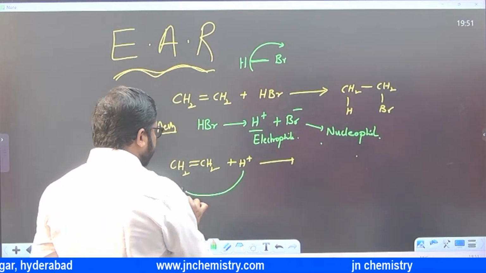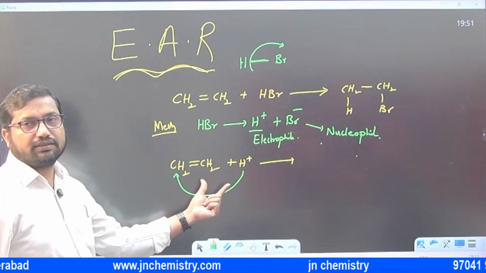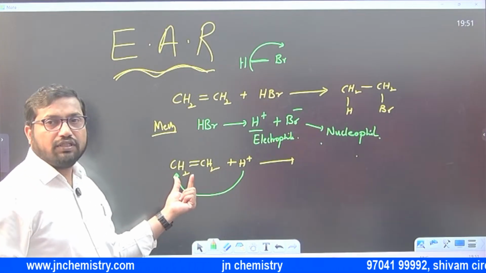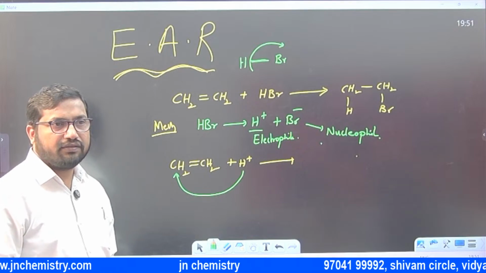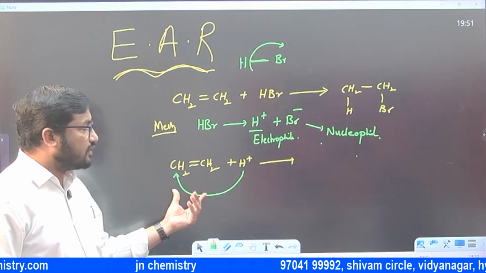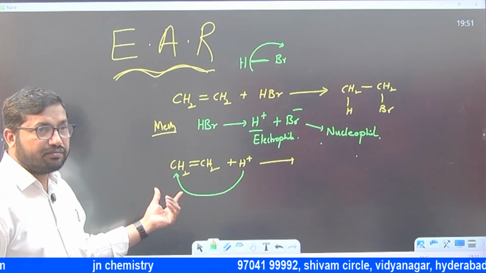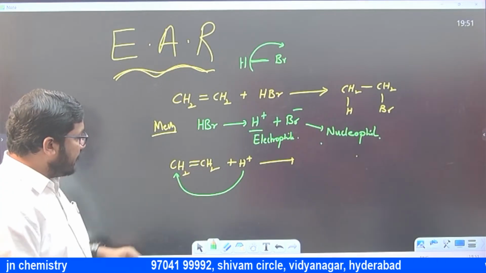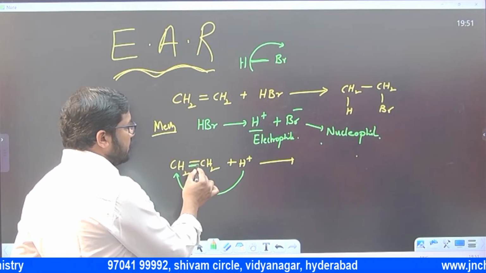H plus I am adding here particularly. H plus is having how many electrons? 0 electrons. For the formation of a bond we need 2 electrons, right? Where are the electrons coming from? This double bond undergoes heterolytic cleavage. Heterolytic cleavage. For example, I am just writing with this green color.